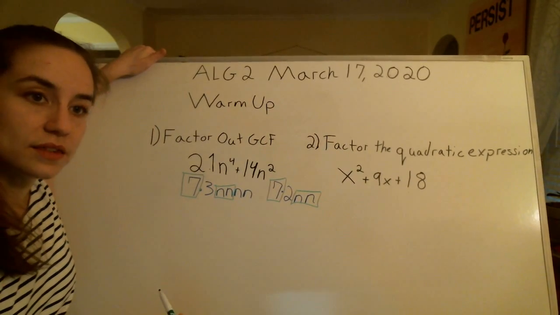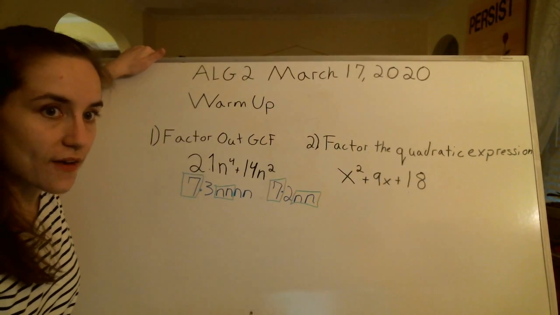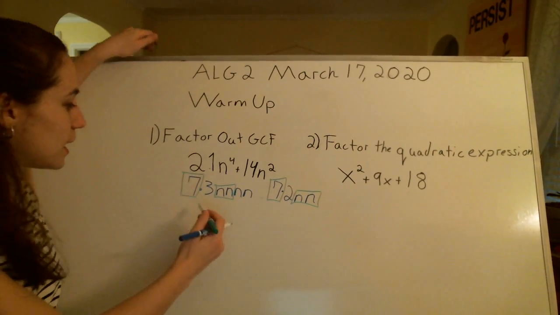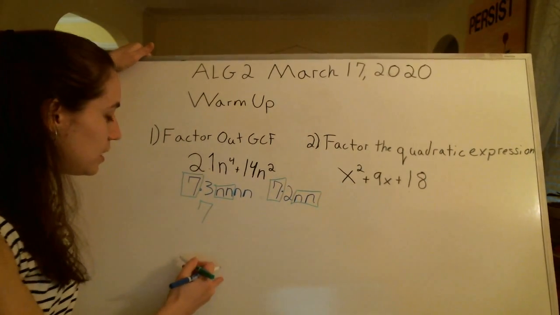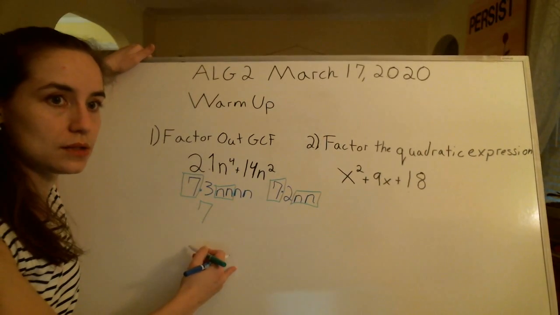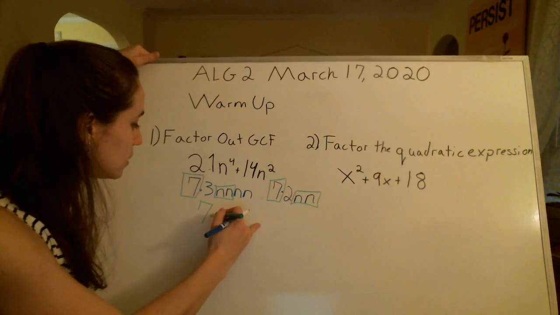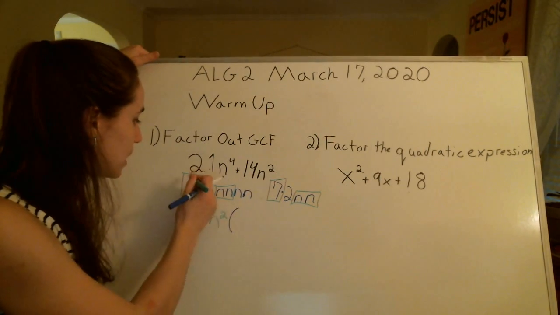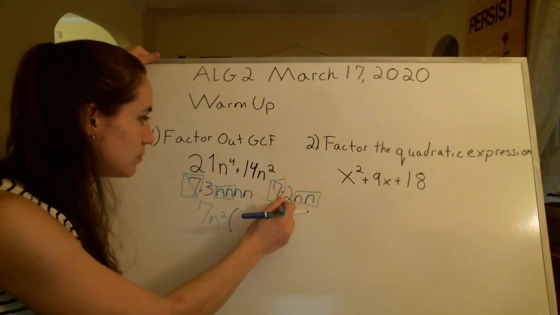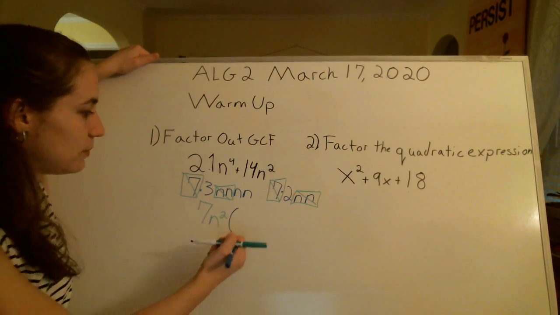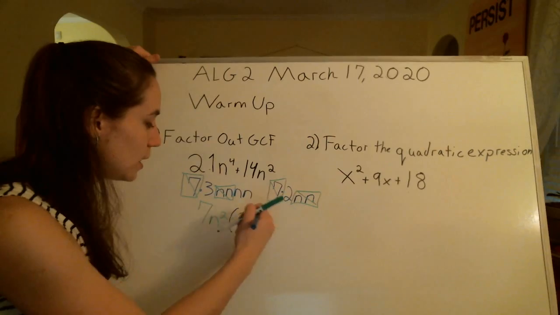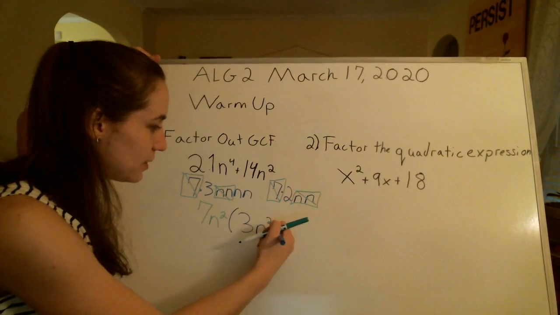So when I rewrite this problem to factor it, I factor out the greatest common factor, which is my 7. And how do I write 2 n's? N squared. And then after writing those out, I've used them. So that will leave me 3n squared, and this is a positive 2, so I am left with plus 2.